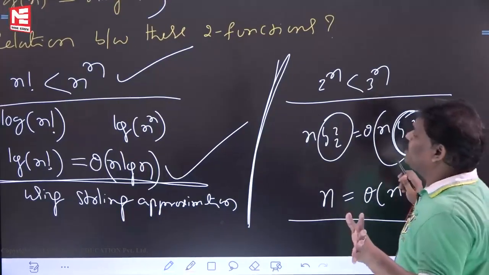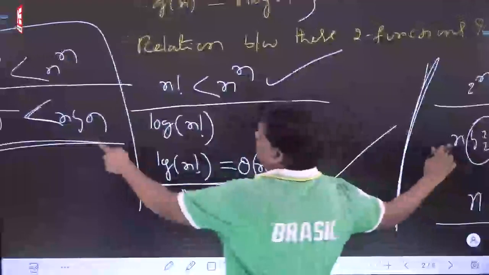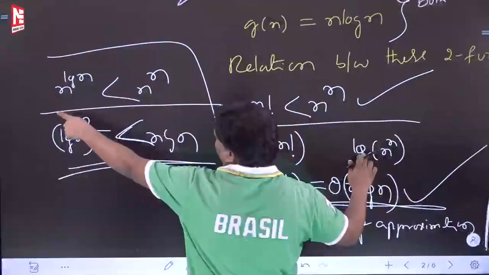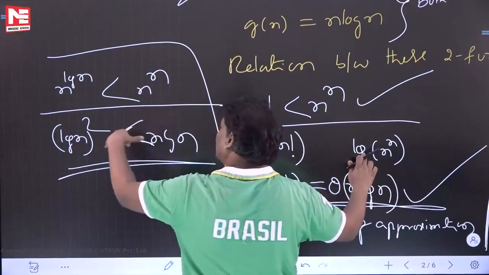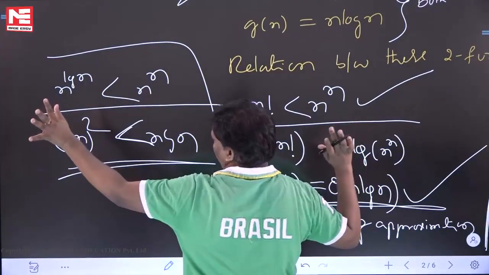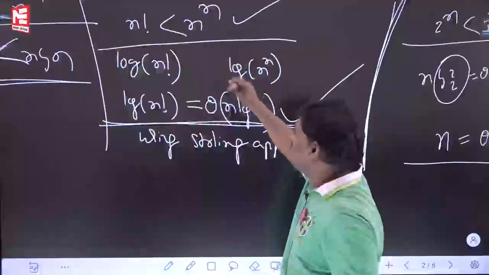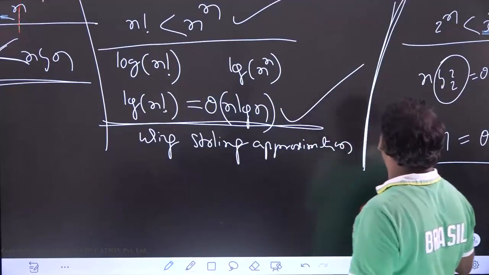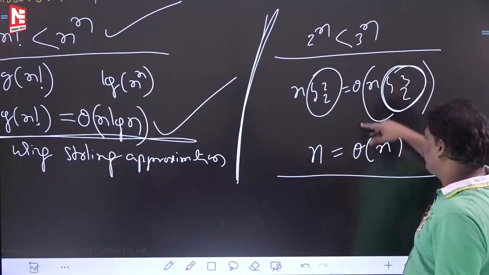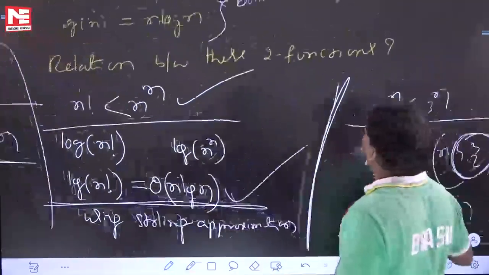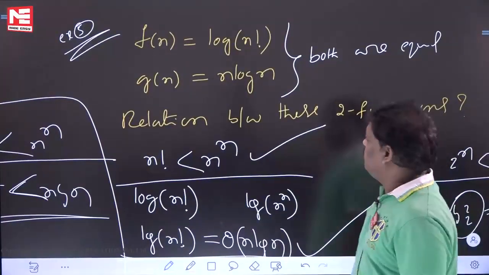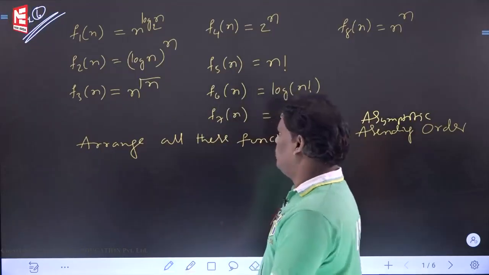You cannot do generalization. Generalization is mostly this only. A less than B, log A less than log B. Mostly it is possible. Because of Stirling approximation, equal is possible. Right? So this is the constant factor only difference, equal possible. For our problem, the answer is going to be both are equal. Right? Let's see one more problem.